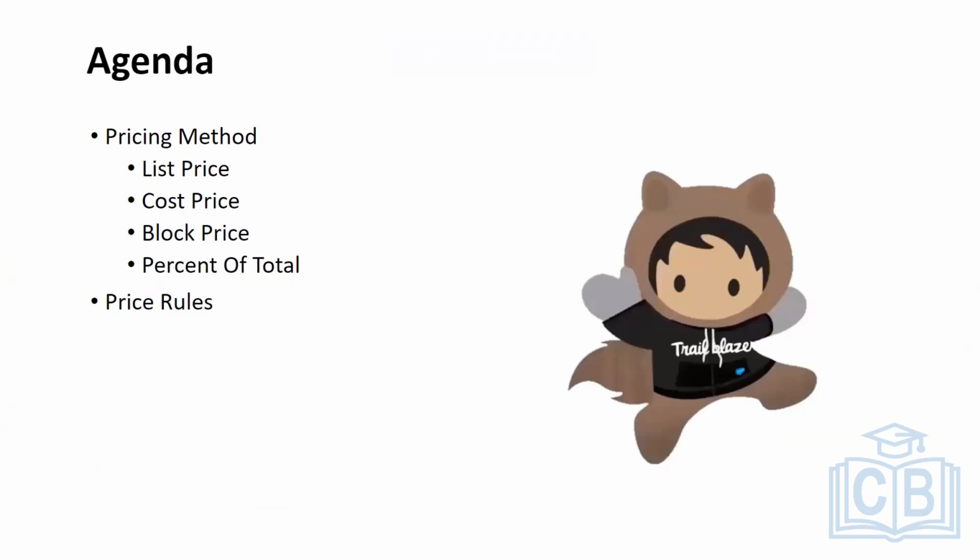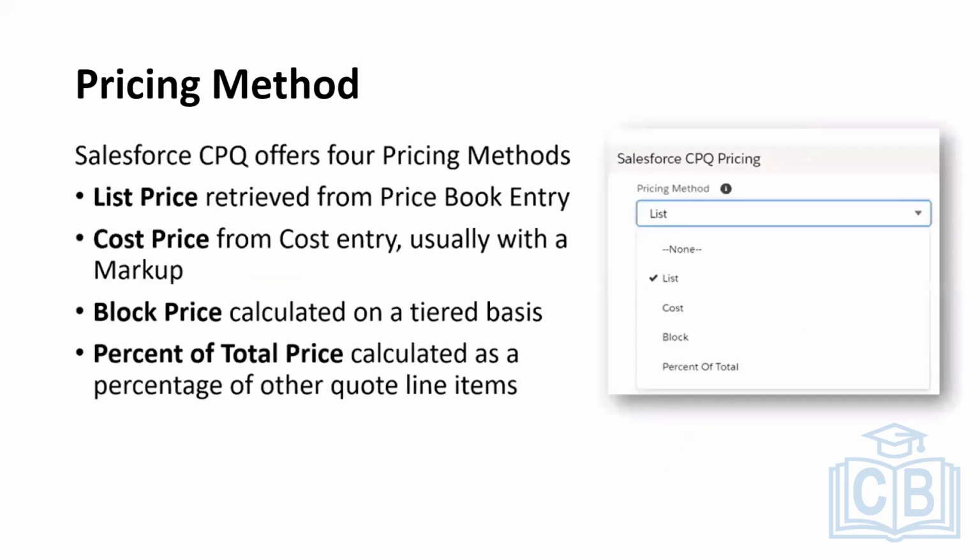Percentage of total you already have seen at the time of subscription pricing. I already told you, this is something which is dependent on another product. But yeah, let's see quickly again. Sure. So starting with the list price. On the right hand side, you can see a screenshot I have attached from the org only. There is a section called Salesforce CPQ Pricing on the products, in which you can select a different method, whatever you want as per your scenario.